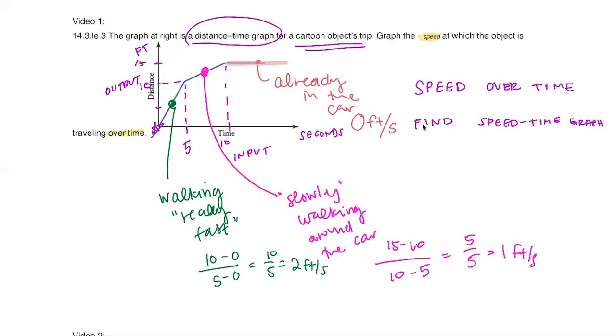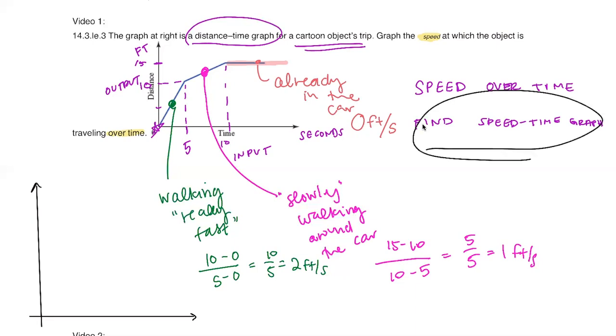We want to make a speed time graph. So I am just going to, on the side here in black, draw a little makeshift grid. My input is still going to be time, as we see over here in purple. So this is going to be time in seconds. And then the output is going to be our speed, and that was going to be feet per second.